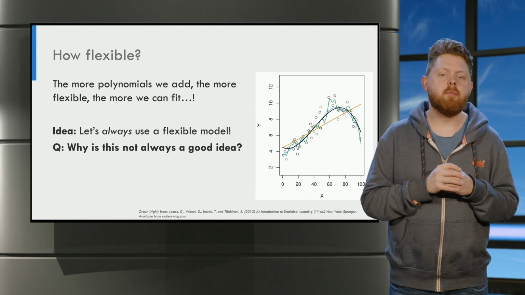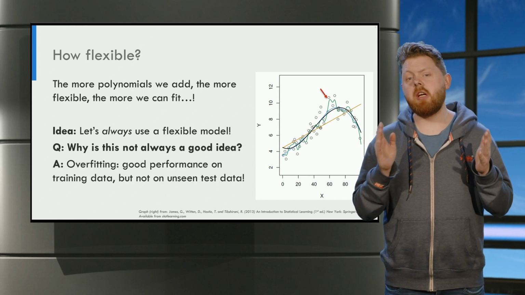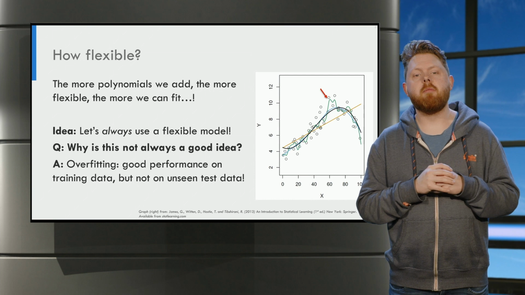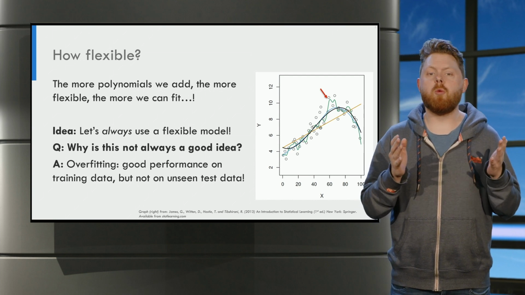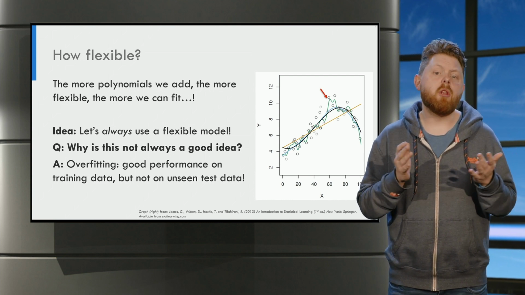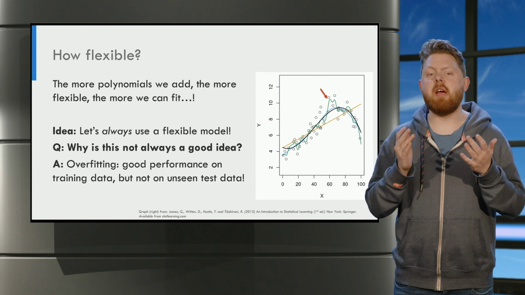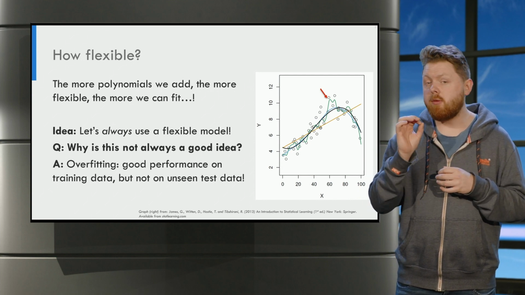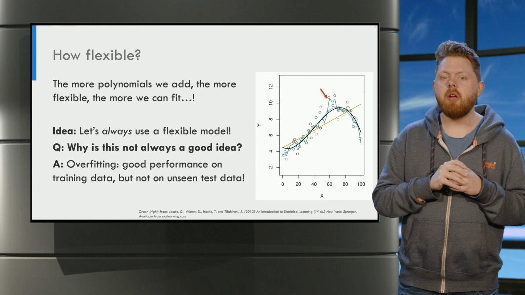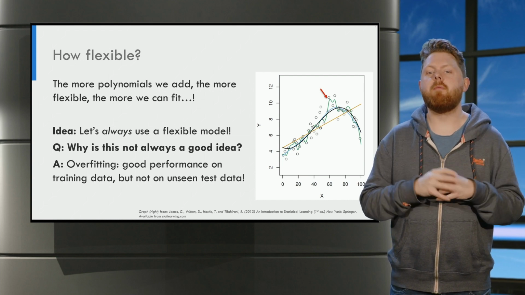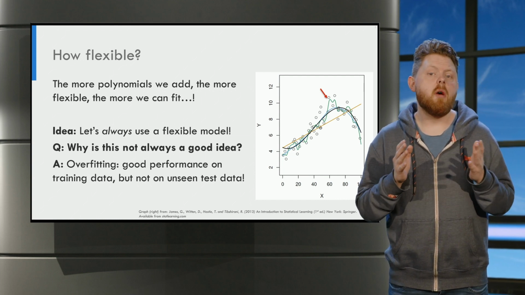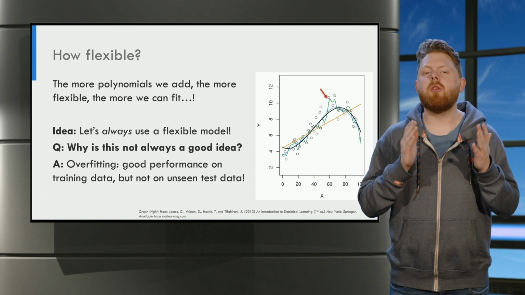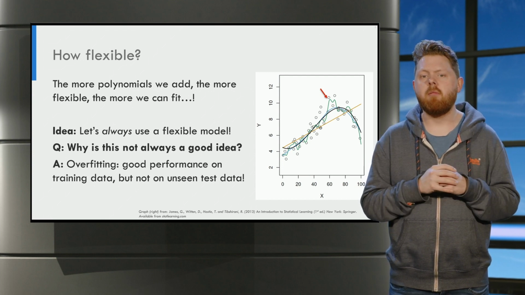Okay, welcome back. The answer is we risk overfitting. This means the model works well on the training data, but it doesn't work well on unseen test data. And this was the ultimate goal of machine learning, to work well on new data. Thus, memorizing the training set is not always a good idea.